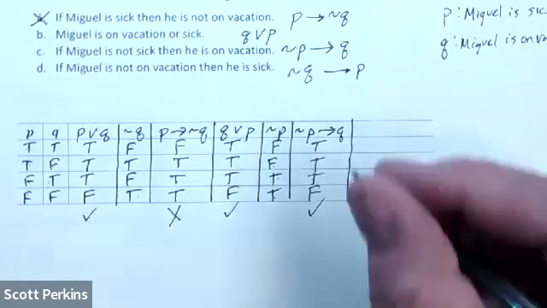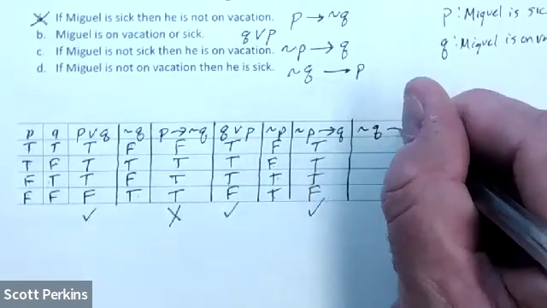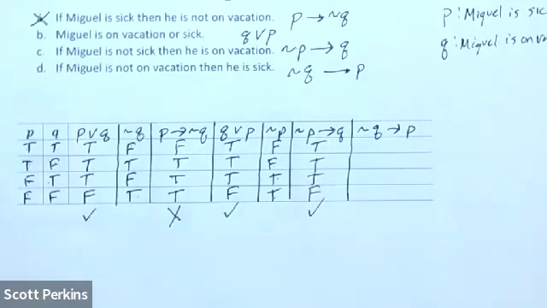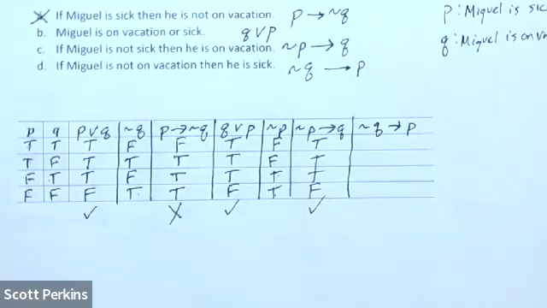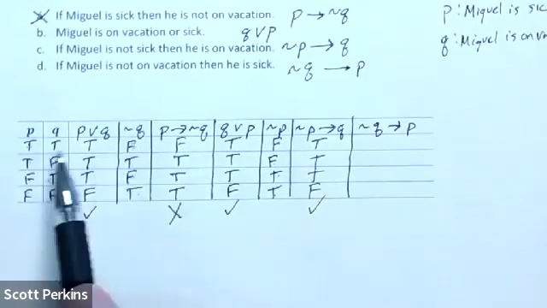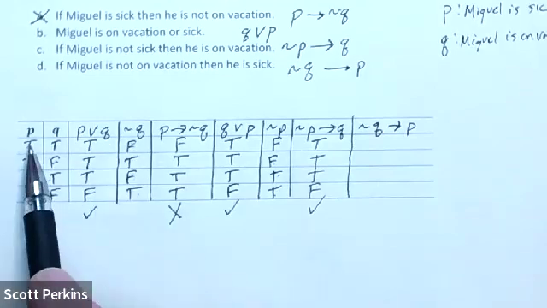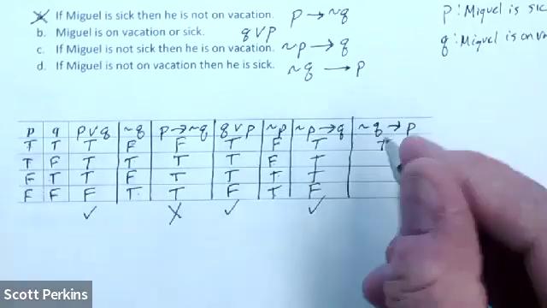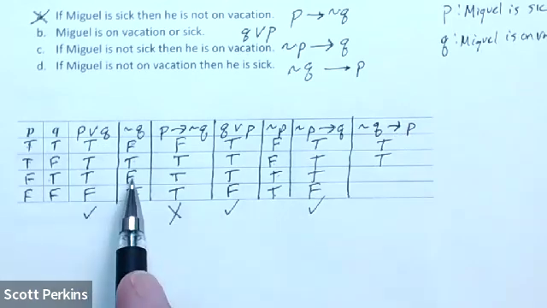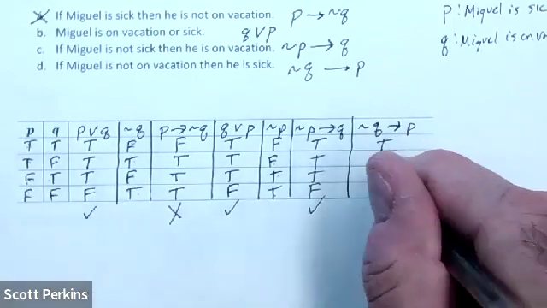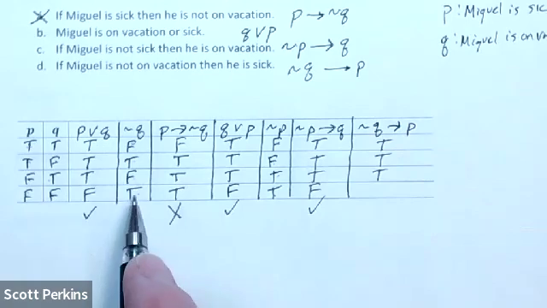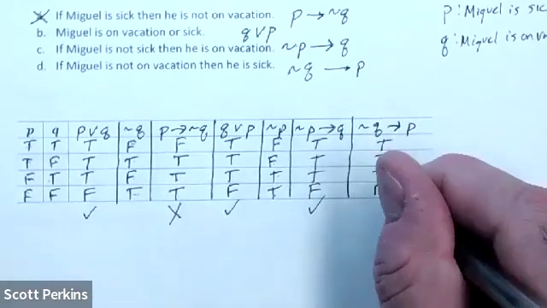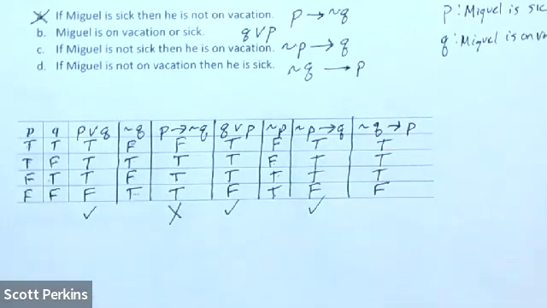Okay, so the last one, squiggly Q, then P. It's another conditional statement. The only time the conditional is false is if you have T, then F. So here is squiggly Q, here's P. So F, then T, that is true. Squiggly Q is T, then T, that's true. Squiggly Q is F, then F, that's true. And finally, squiggly Q is T, then F, that is false. And one more time, we see that that one is equivalent to the original statement as well.